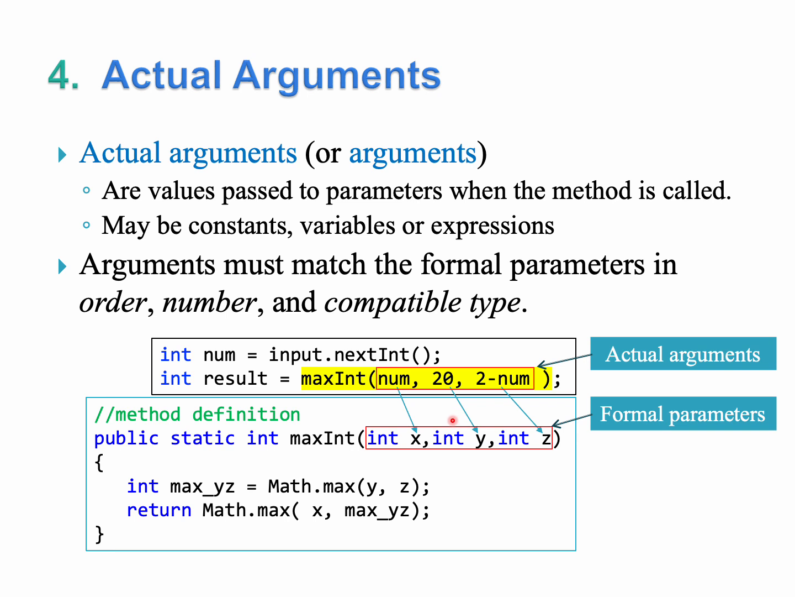For example, here the method maxInt has three parameters. All of them are of type int. So in a method call to method maxInt, there must be three arguments, each of which must have an int value or can be converted to an int value.